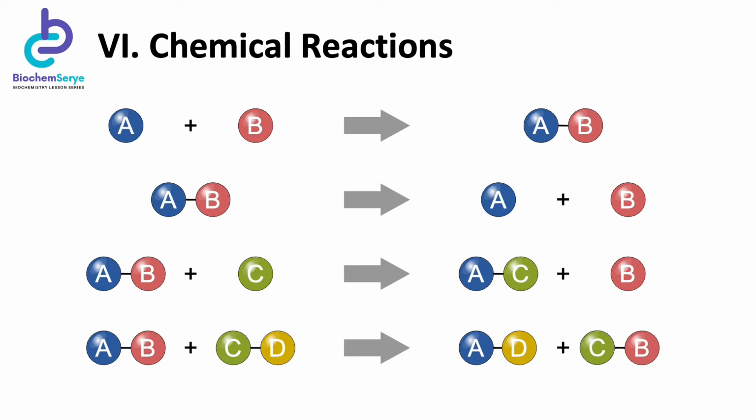To start, let us define what chemical reactions are. Simply stated, chemical reactions are processes in which electrons or groups of atoms are taken up into molecules, exchanged between molecules, or shifted within molecules.